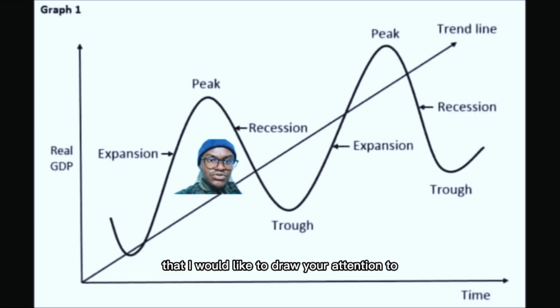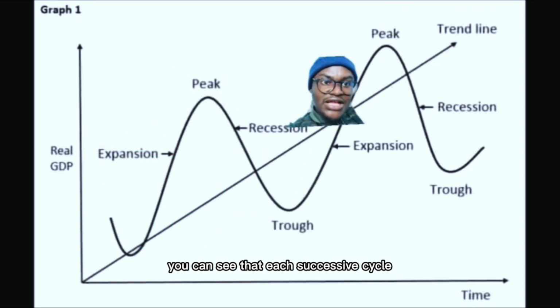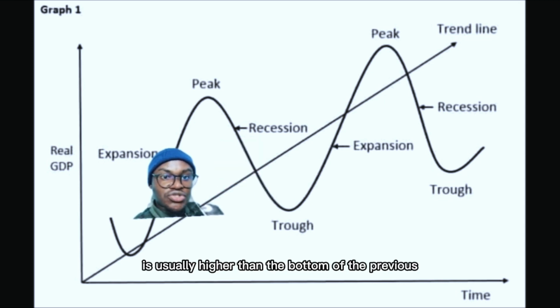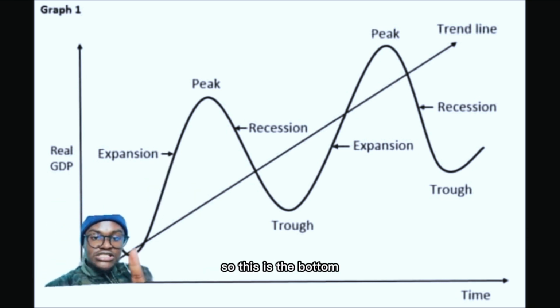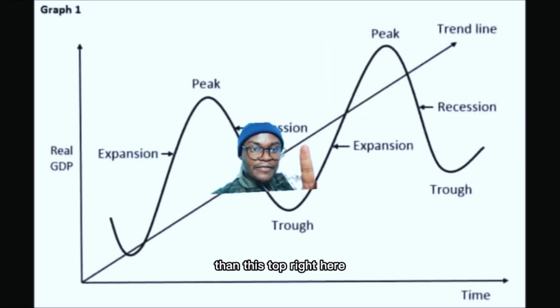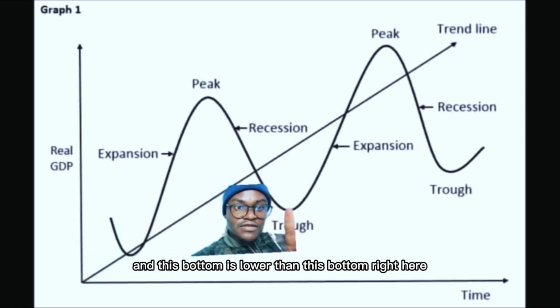Now, there is one thing that I would like to draw your attention to on this diagram that we see here. You can see that each successive cycle depicts a new trough and a new peak, or a new bottom and a new top. And I think I have spoken about this some time ago in my predictive analysis videos or in my tutorials. This is to say that the bottom of a bear market is usually higher than the bottom of the previous bear market, and the top of a bull market is usually higher than the top of the previous bull market. You can see that from here. So this is the bottom, this is the top. This top is lower than this top right here, and this bottom is lower than this bottom right here.